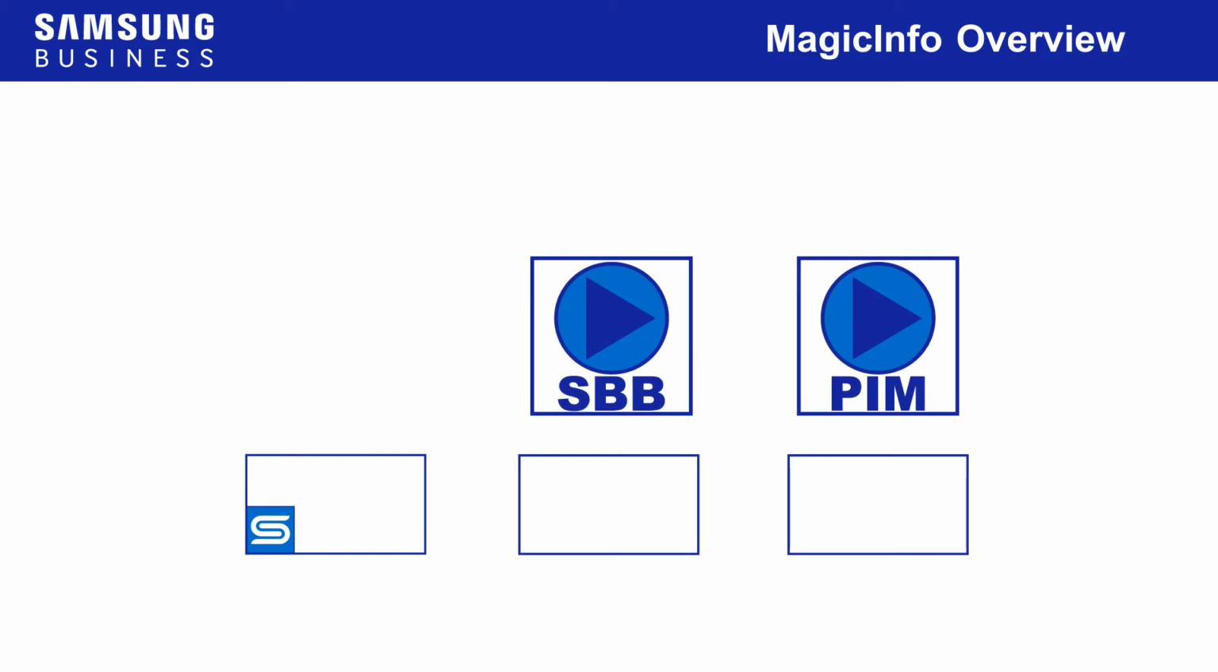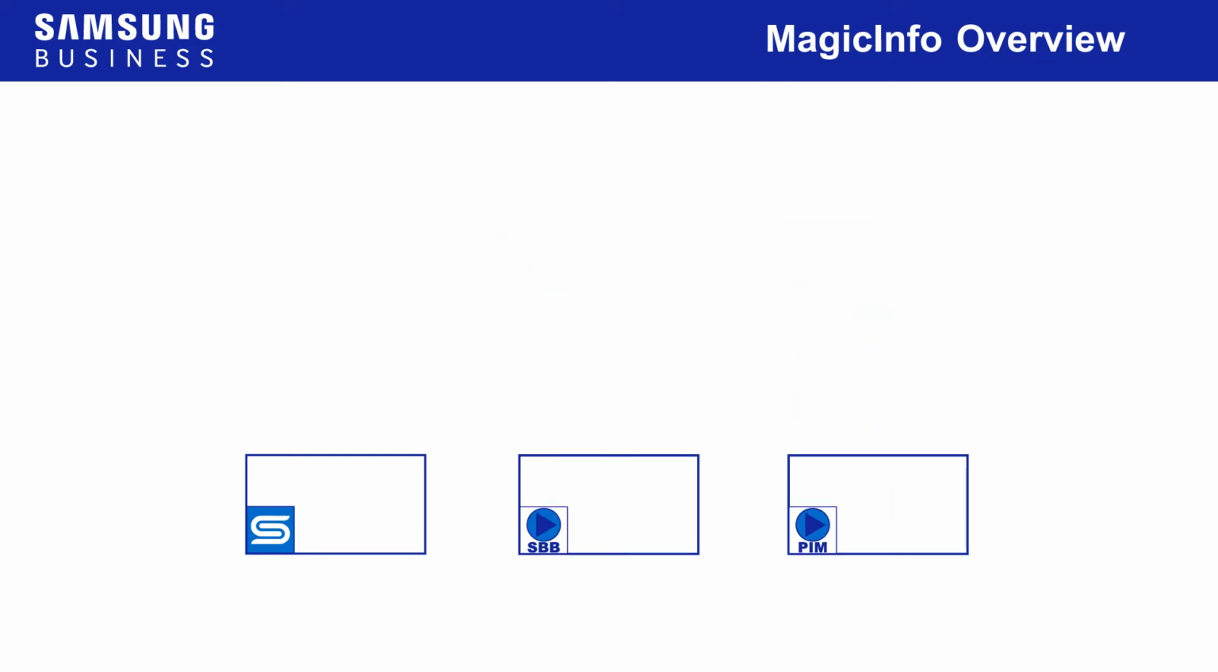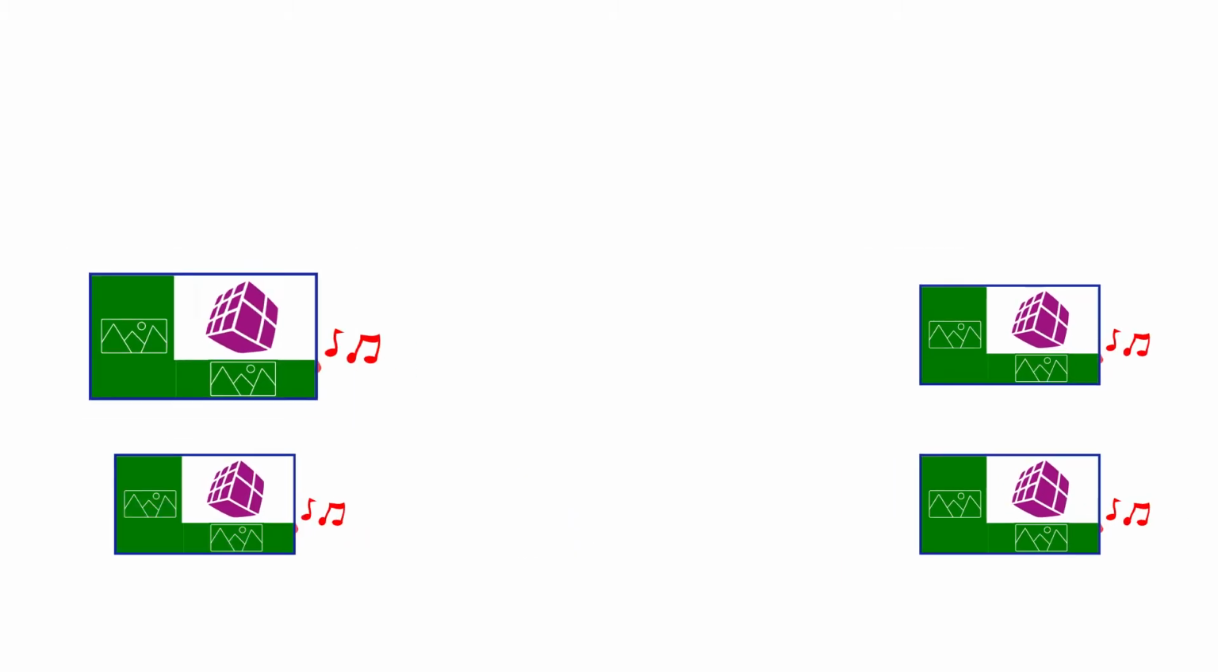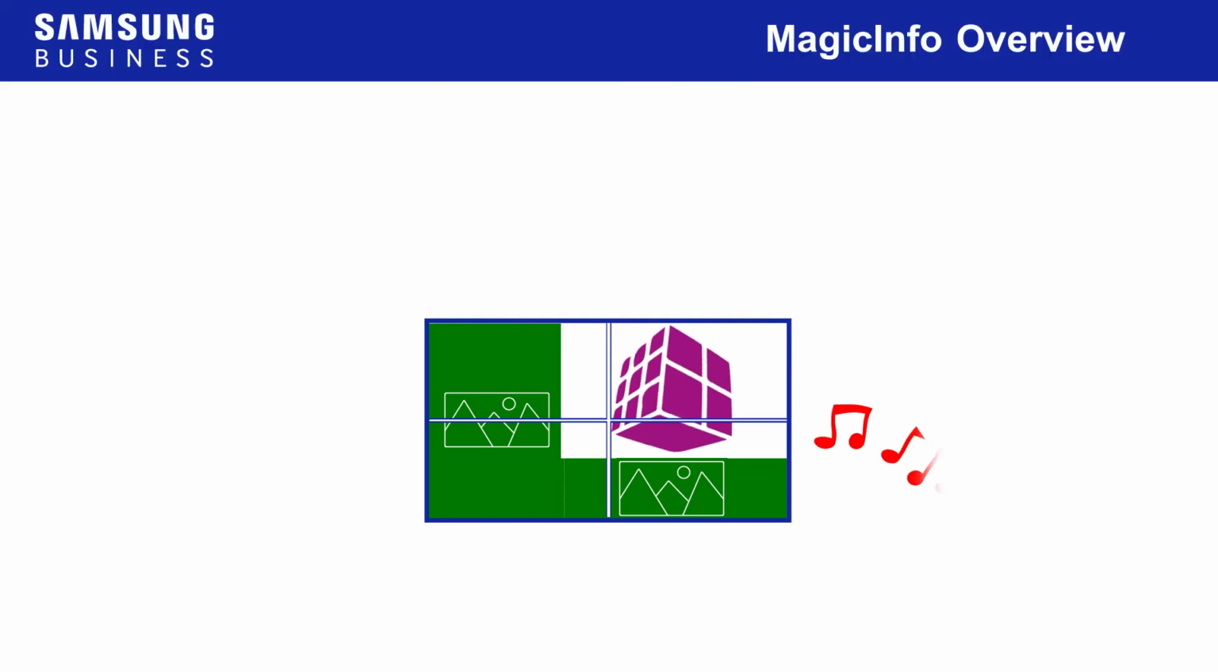MagicInfo isn't just for S-players though. It also supports a range of set-back box and plug-in module PCs sold by Samsung. So even displays without embedded S-players can be part of a MagicInfo system. Players can be arranged either as single displays or as groups of players together in a video wall display configuration.